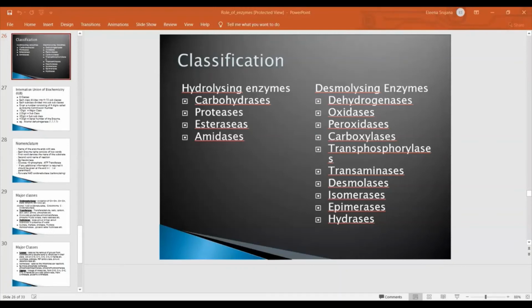When you talk about enzymes, the first classification was done by dividing them into 2 types, the hydrolyzing enzymes and the desmolizing enzymes. Hydrolyzing enzymes are those which require water, like carbohydrases, proteases, esterases and amidases. The desmolizing enzymes were grouped as all the other enzymes, whether removal of hydrogen atoms, addition of oxygen, addition of carbon dioxide, addition of ATP, or removal of amino acids, or isomerases, epimerases and hydrases.